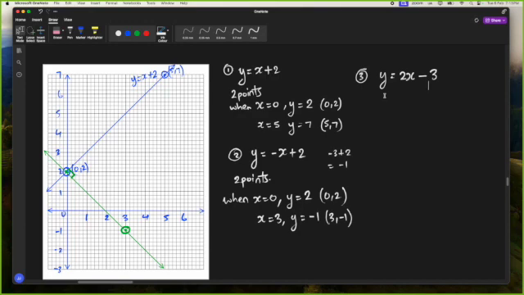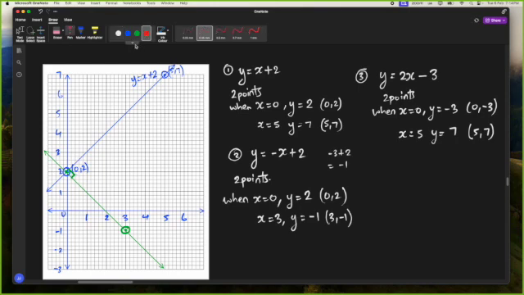So 2 points is all I need. When x is 0, that means this whole thing is gone. So y will be minus 3. So the first point is 0, minus 3. And when x is, alright, well I know this line is going to go up, so let me go when x is 5. 2 times 5 is 10, minus 3. When x is 5, y is 5 2s are 10, minus 3 is 7. So I have another point here, 5, 7. So it looks like my graph is just big enough.